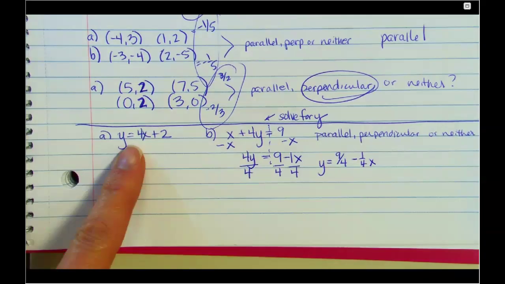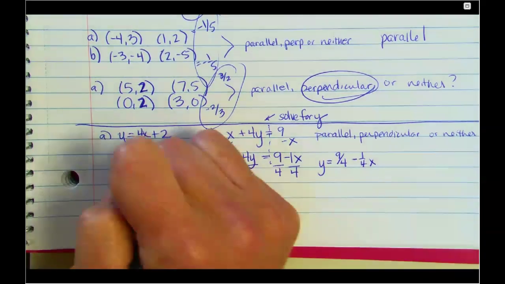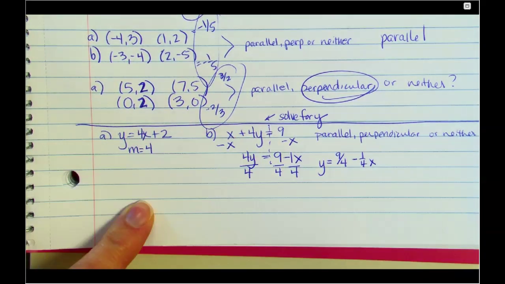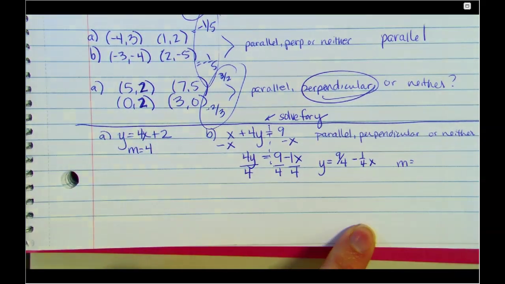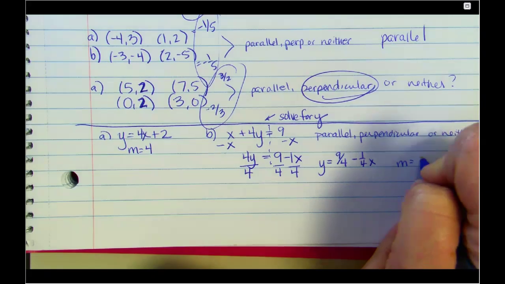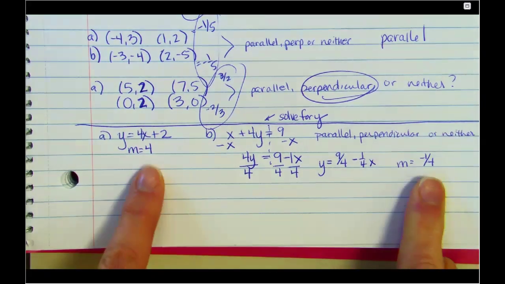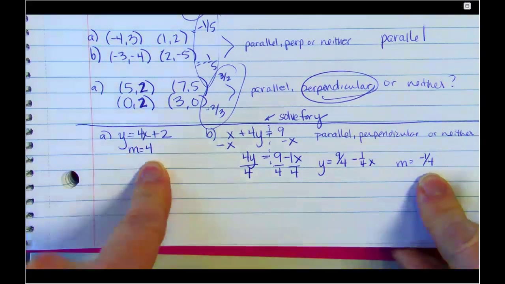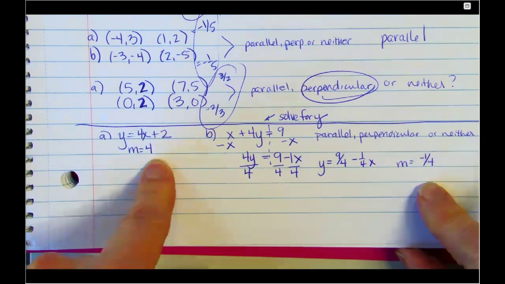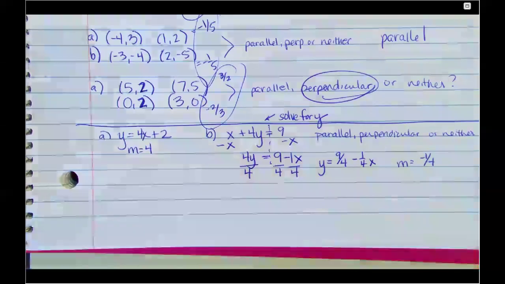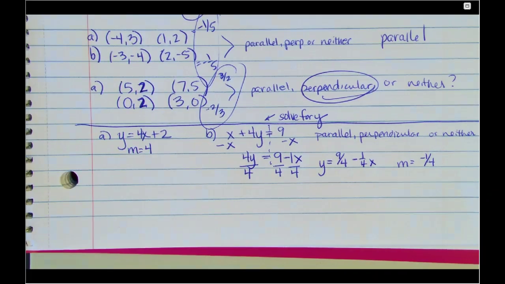Now, what was the slope from the first one? y equals 4x plus 2, so the slope is 4. What's the slope in this one? Negative 1/4. Now, there are my slopes. Are those parallel, perpendicular, or neither? Perpendicular. So if I'm asking you about parallel, perpendicular, or neither, I'm asking you to find slopes. You just have to remember how to find them.